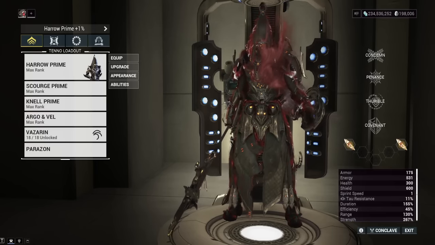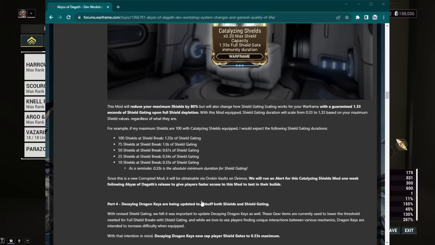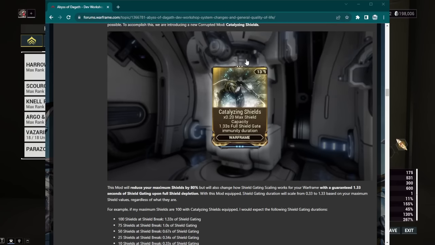But let's just keep reading so we can finish off this shield gating section. So giving an example, don't think this is just like the new OP mod, though. It's still going to have scaling shield gating with that amount. So with this mod equipped, if you had like 10 shields, you still have 0.33 shield gate. You have to fully regen your shields to get that 1.33. It basically makes it where your shield gate is 1.33 as long as you have this mod equipped and you have maximum shields. So just think of it like it's really just a Decaying Dragon Key mod.